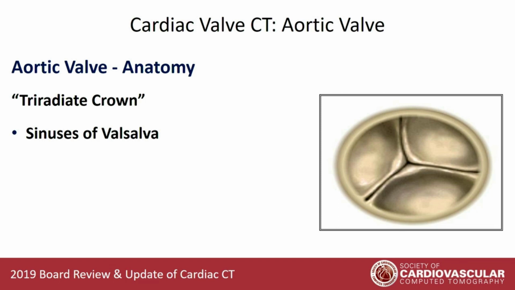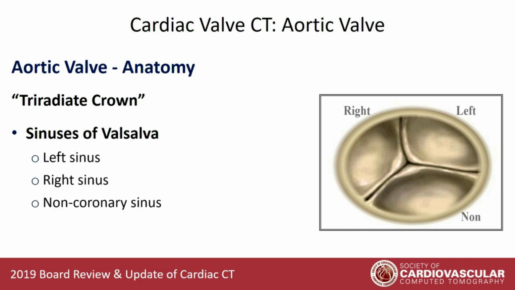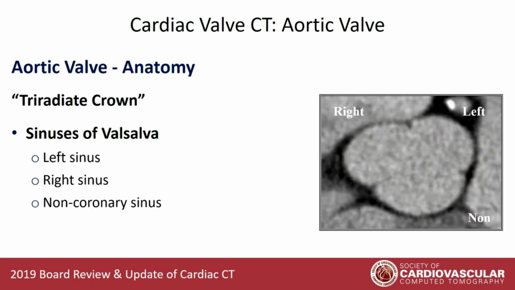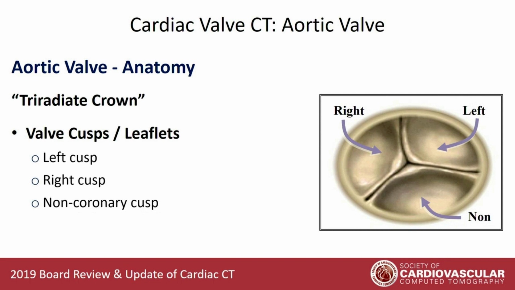With regard to anatomy, we think of this as the so-called triradiate crown, which our pathology colleagues talk about. We're looking at the sinuses of Valsalva, which of course, as you know, are the left sinus, the right sinus, and the non-coronary sinus or the posterior aortic sinus. Lots of different names for these structures. Right, this is what they look like on CT. Honestly, that's a prettier image there. Anyway, and that's in the absence of contrast, right? Ability to visualize very nicely the aortic root structures. The cusps and leaflets correspond to the sinuses: left cusp, right cusp, and non-coronary cusp.